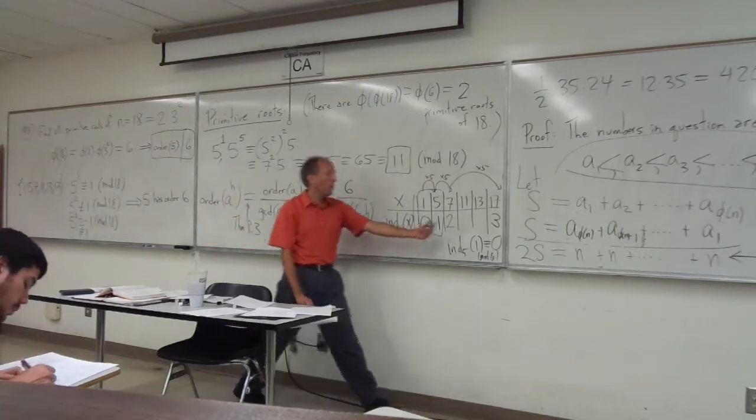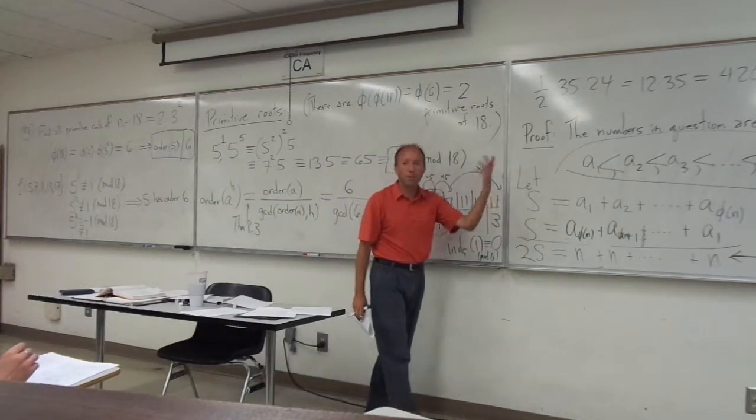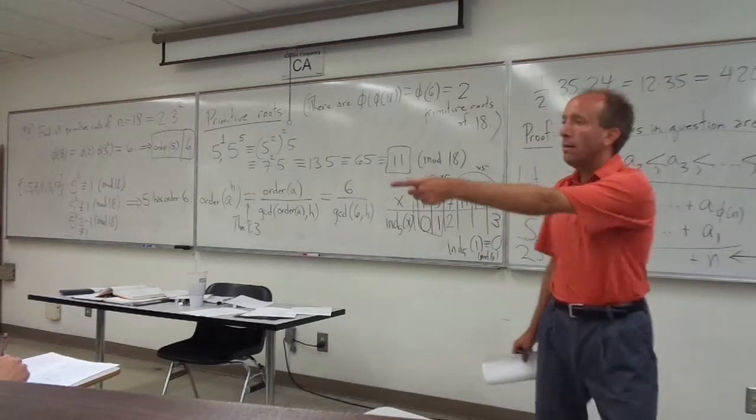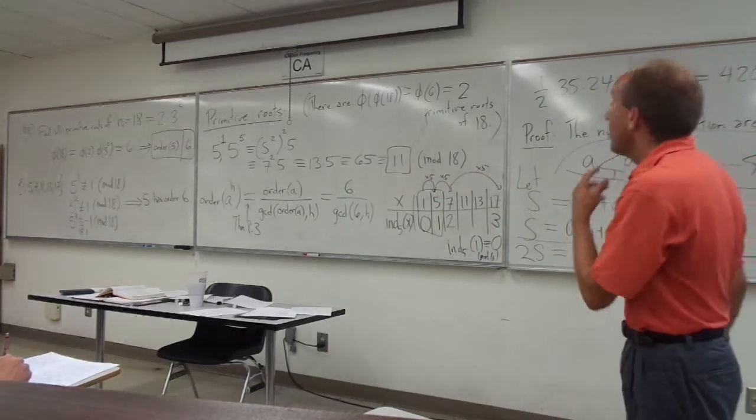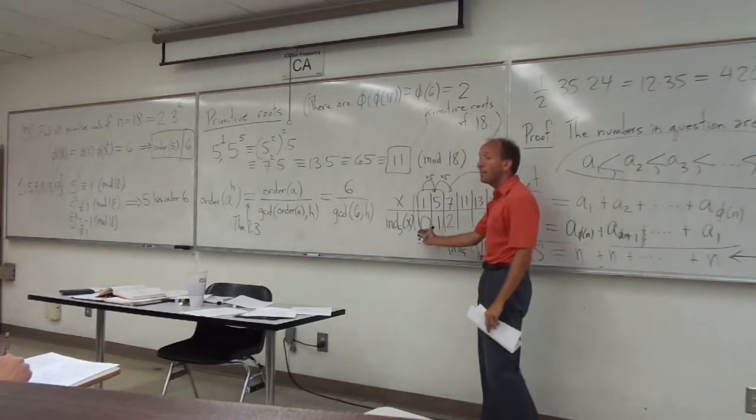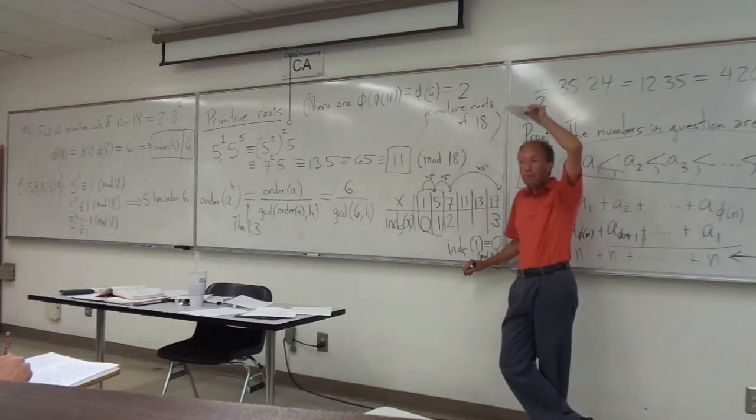And actually, this is always going to be half of the phi of n. Yeah? No, we're looking on the bottom row, we're looking in mod 6. But when I calculate powers of 5, I'm working mod 18.